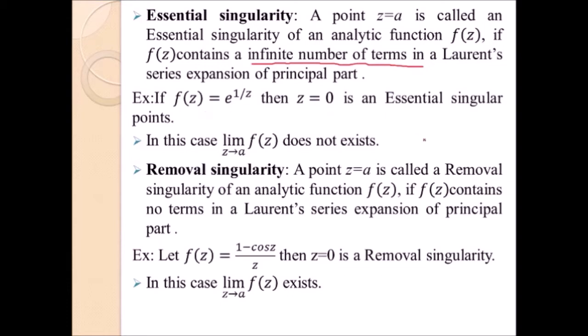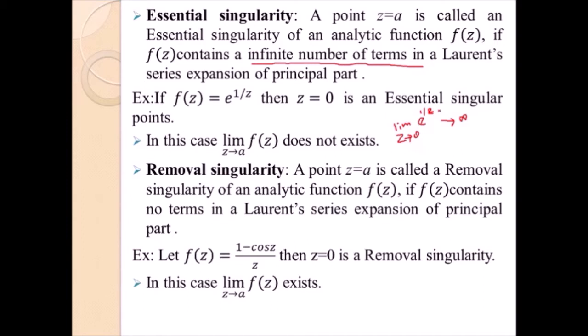Here in this case, if limit z tends to 0, e power 1 by z, we get 1 by 0, so infinity. So e power infinity is infinity. So here the limit does not exist. So z is equal to 0 is an essential singularity for the function f of z equal to e power 1 by z.